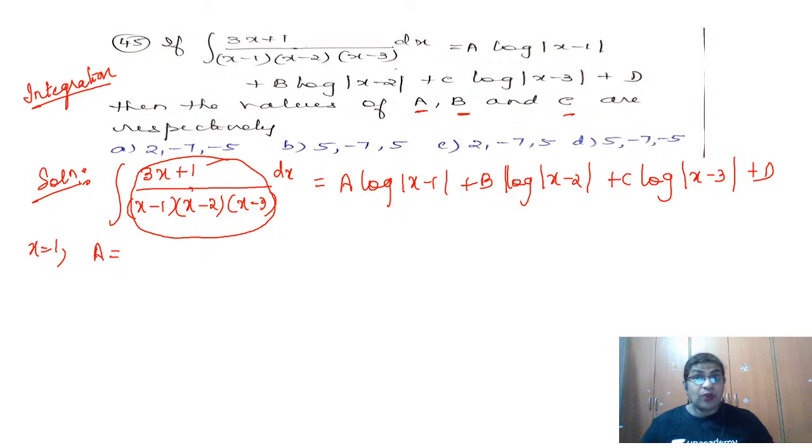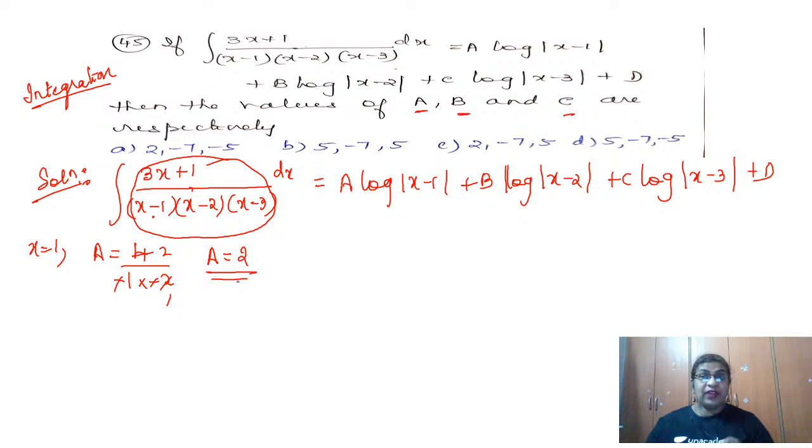Yes, x is 1 now. So come on, substitute with me. 3 into 1, 3 plus 1. So you're getting numerator 4 whole divided by, don't touch this x minus 1. Move to the next one. How much is 1 minus 2? Minus 1 into 1 minus 3. How much? Minus 2. So this minus minus becomes plus. 2 1s are 2, 2 2s are 4. Isn't that simple? You got the value of A equal to 2.